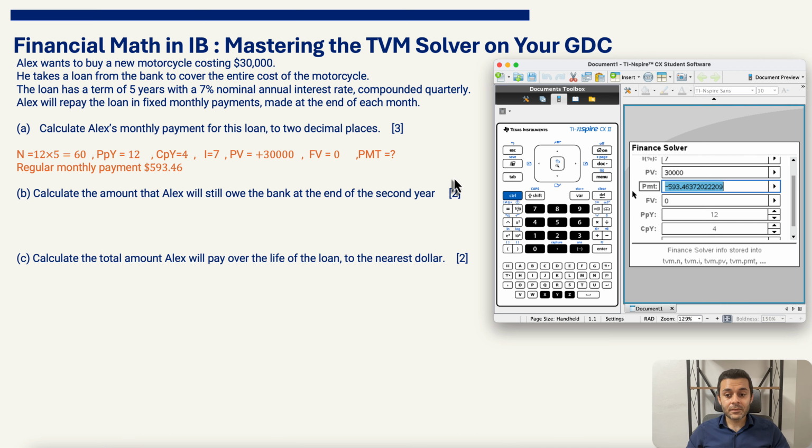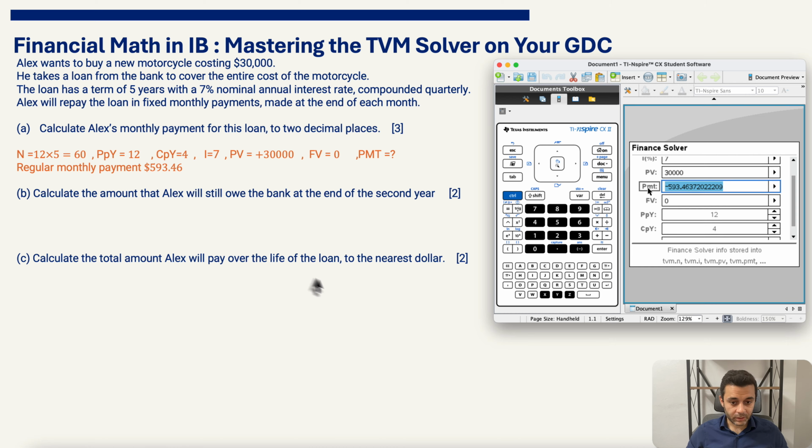Now it's very logical that we got the PMT as a negative number. Why? Because every month he's paying this amount. He's paying, which means he's spending the money. So that's why the amount will be negative. So this is the answer.